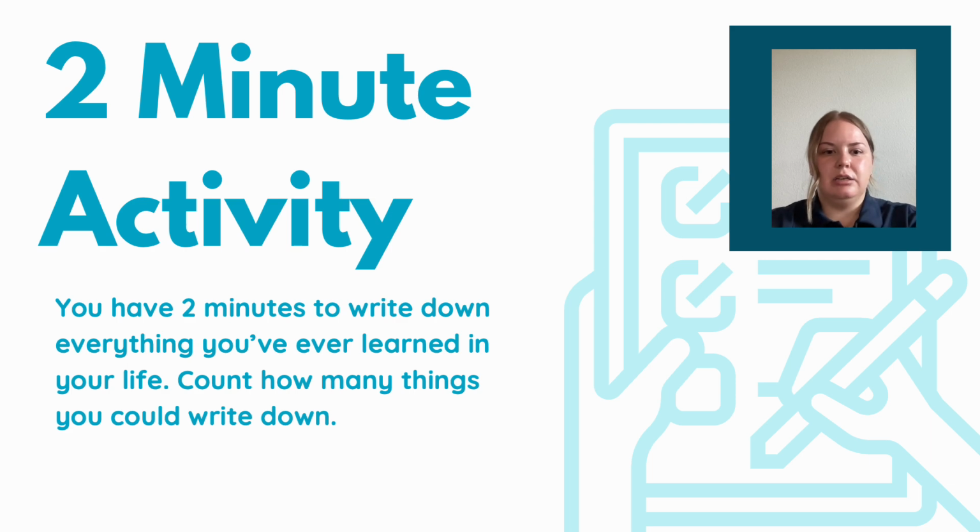Now we'll take 2 minutes to do another activity. You'll have 2 minutes to write down everything you've ever learned in your life. Count how many things you could write down. We won't be able to get everything, but write as many things as you can of different things that you've learned in your life in 2 minutes, and then come back.